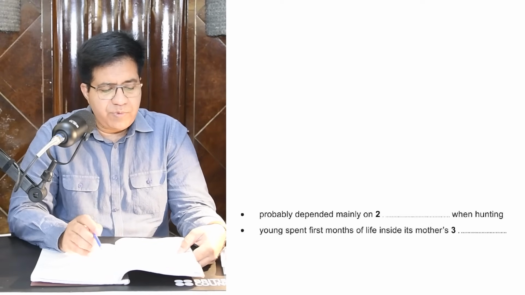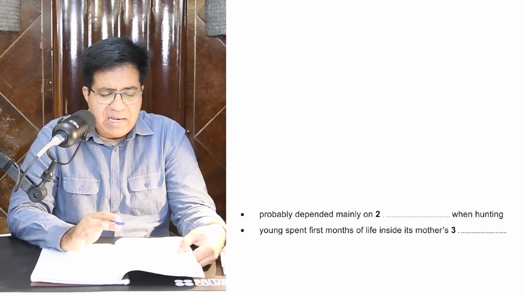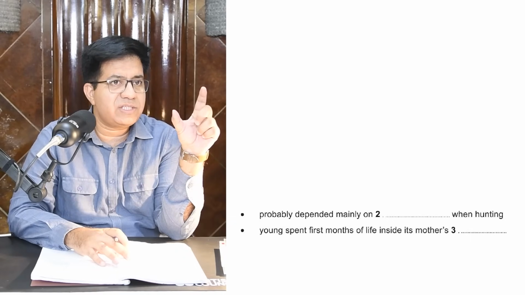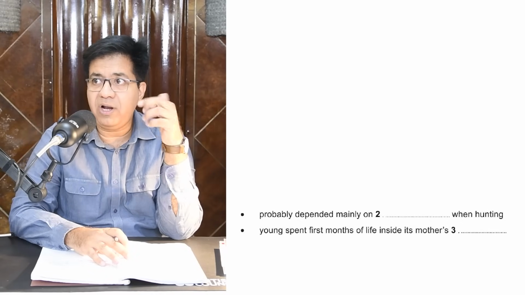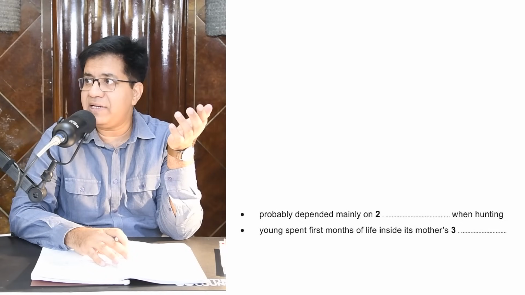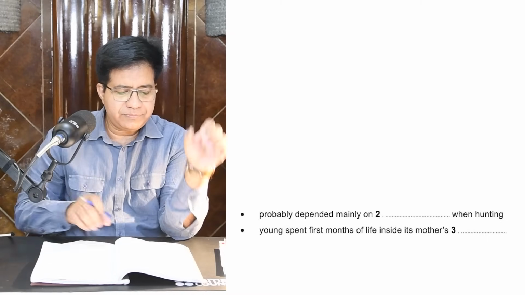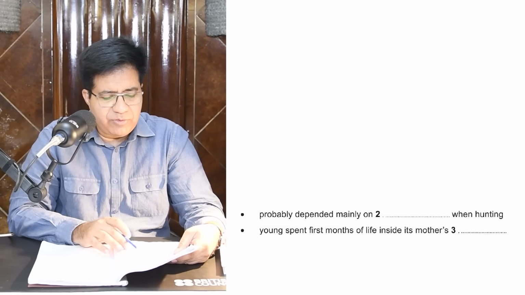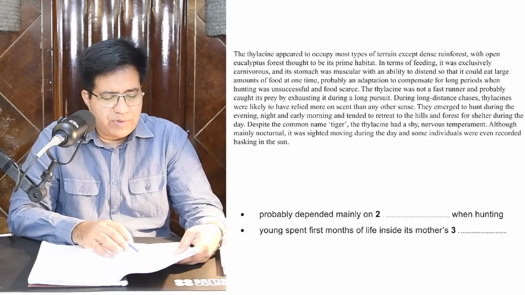Now, we come to question number 2. Probably depended mainly on dash when hunting. Now, imagine a tiger is hunting and tiger is depending on one thing for hunting. It can be an ability or a quality that the tiger has. Now, we go back. All right, now we are going to see during hunting which ability or skill they actually use.